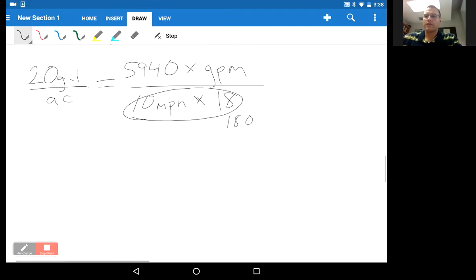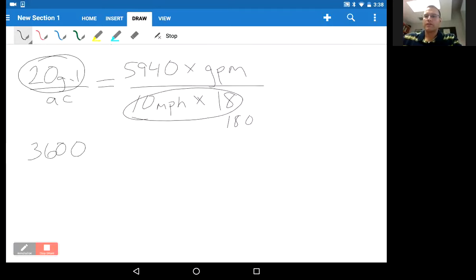So I can go ahead and do that first, and then I can multiply both sides by 180, and that gets rid of our denominator over here on the right. So take 180 times 20, which is this 20 right here. I'm taking 180 times that. That's what, 3,600?